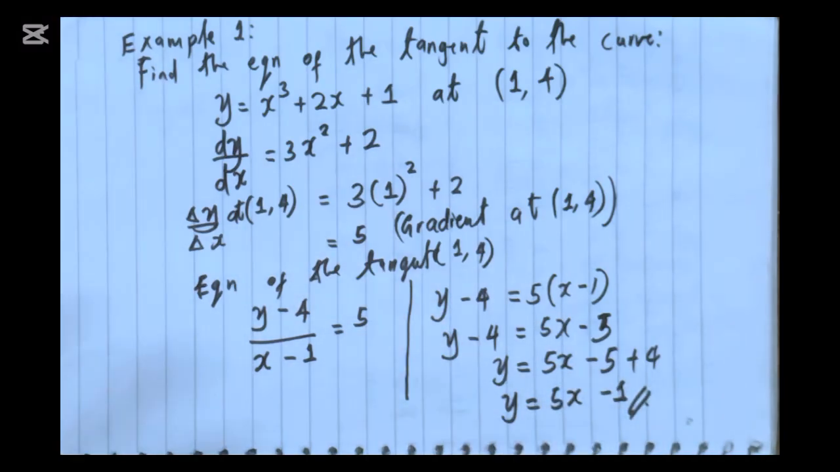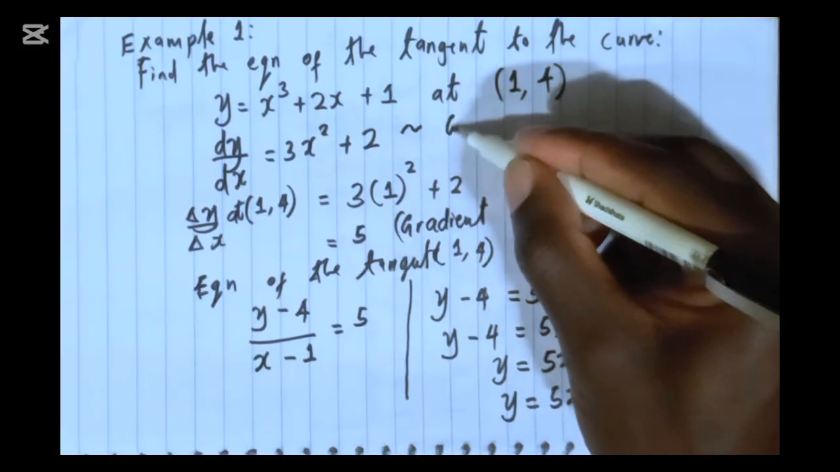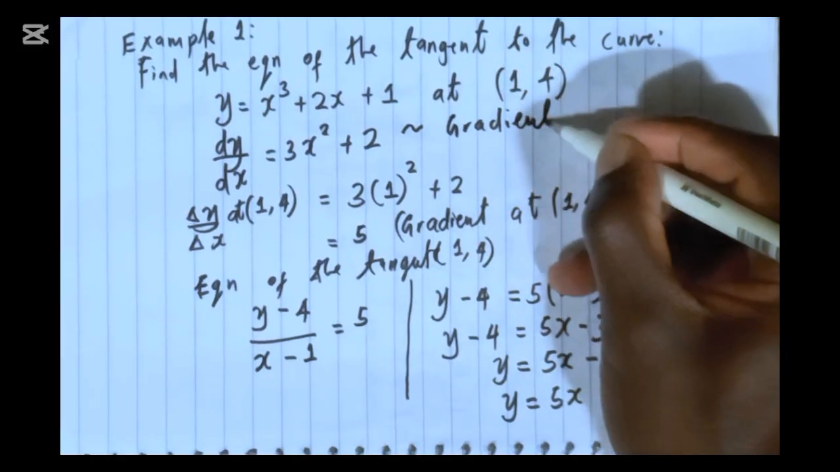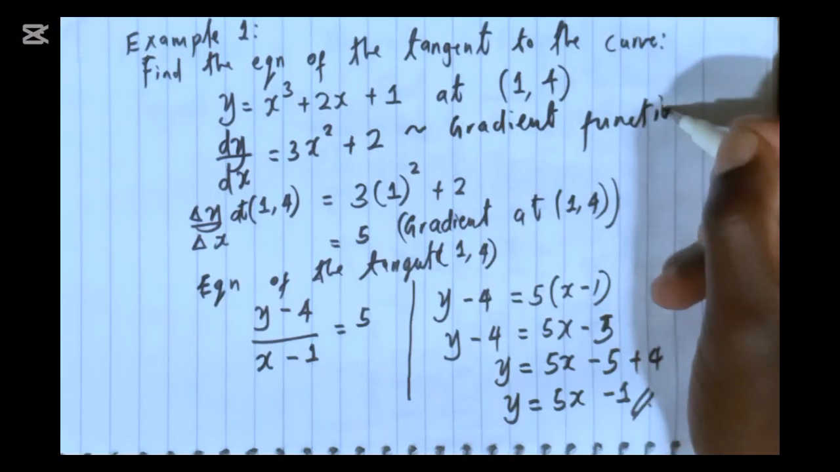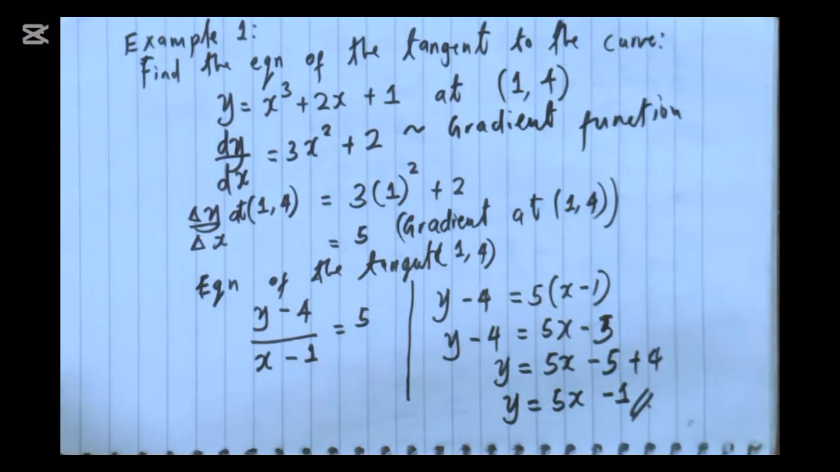So the main thing that I want you to take away from this particular class today is the fact that we found the gradient function using differentiation. This here was the gradient function. That's the main takeaway. And also that whenever you are talking of a tangent to a curve, it has the same gradient as the curve at the point of intersection. So then it becomes easy to form the equation of the tangent.